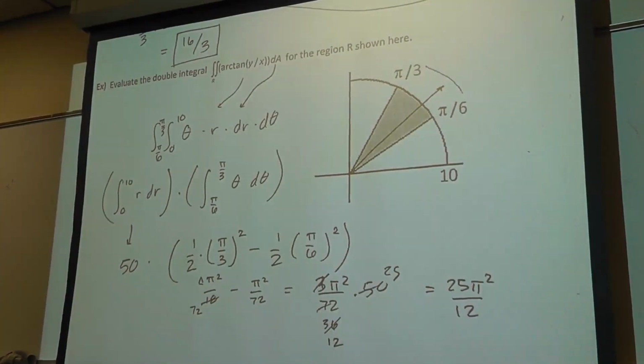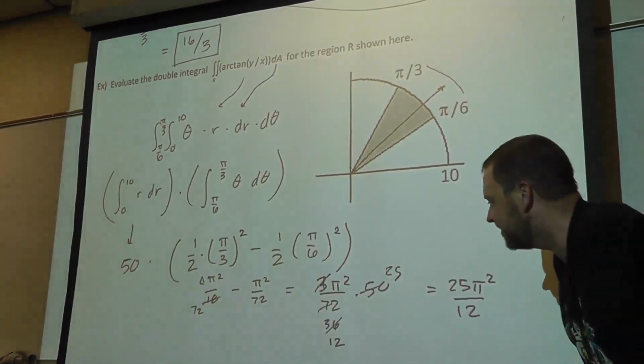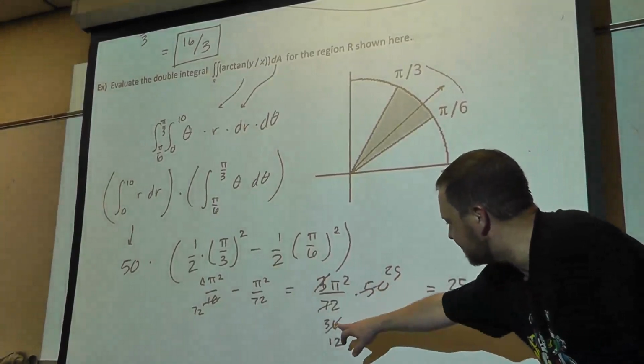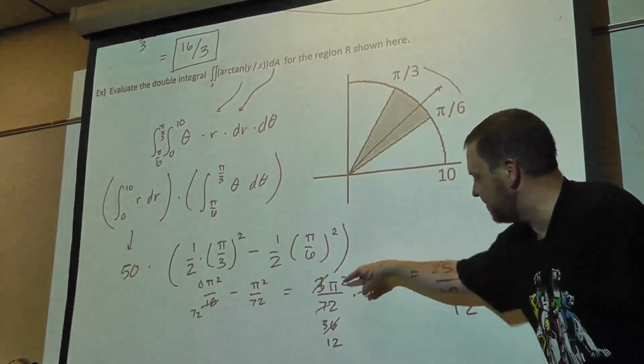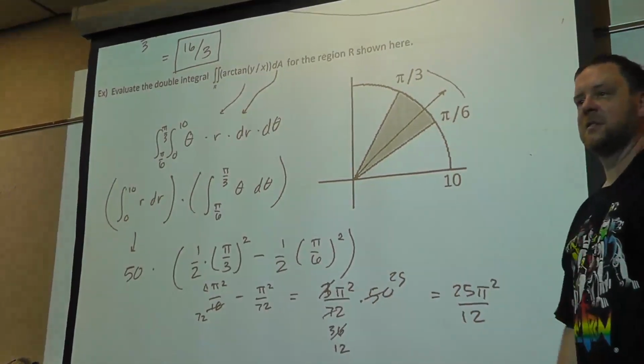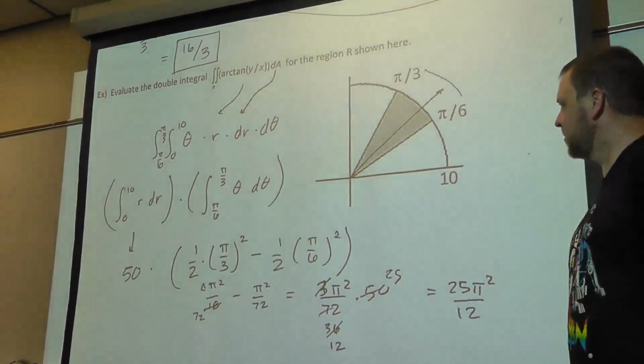Not exactly, but mine, 25. Cancel the 2's, 25 and 36. Cancel the 3's, 1 and 12. So you're left with the 25 pi squared over 12. That should be the answer. Yeah, I think. Yeah.